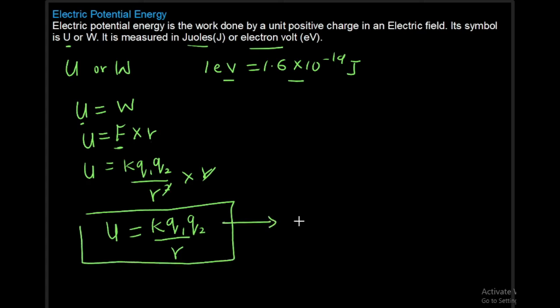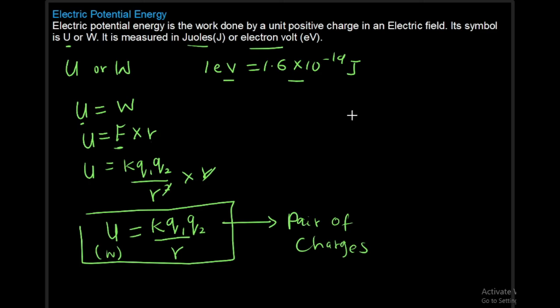But this is applicable when we have a pair of charges. Electric potential energy for a pair of charges. So when you have a single charge, what then is going to be your equation? Don't forget U is still the same as W. If you don't have U, you can also have W equals KQ1Q2 over R. All right. Don't forget to use this to calculate electric potential energy for a pair of charges.